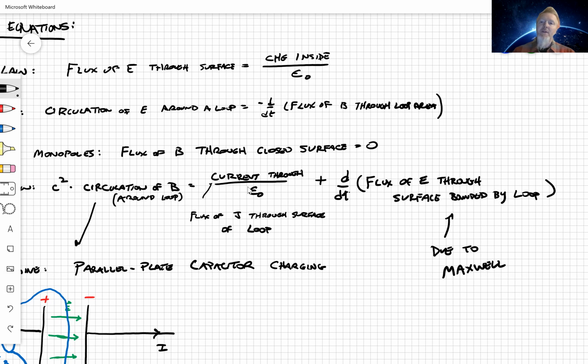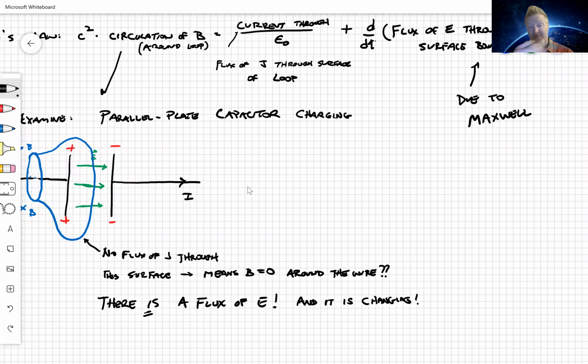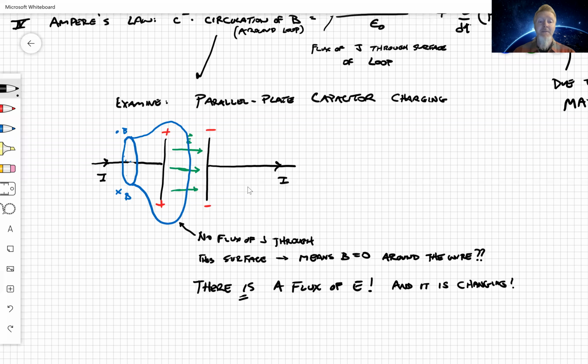He added that term, and what does that do? It saves our butts, okay? Because now I can at least be guaranteed that if I choose a different surface, if I don't get the current through my surface, I can at least grab the electric field that's changing its flux through the surface, right? There is a flux of E through that surface, and it is changing, all righty? So what used to be a very simple problem, we've made more complicated, but we've made the idea more general now. Okay, so let's take a look at it in an example here.